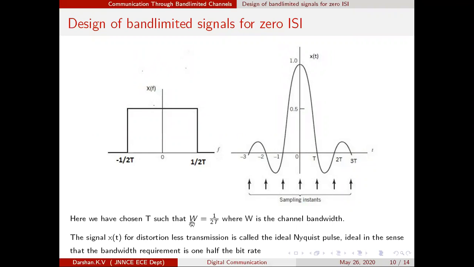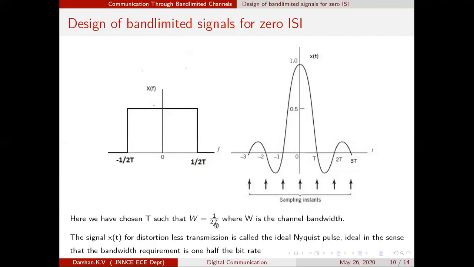So what is this W? W is the channel bandwidth. I repeat, W means the channel bandwidth. What is the highest frequency component the channel can allow? These two are related by the equation: W and T are related by W is equal to 1 divided by 2T.